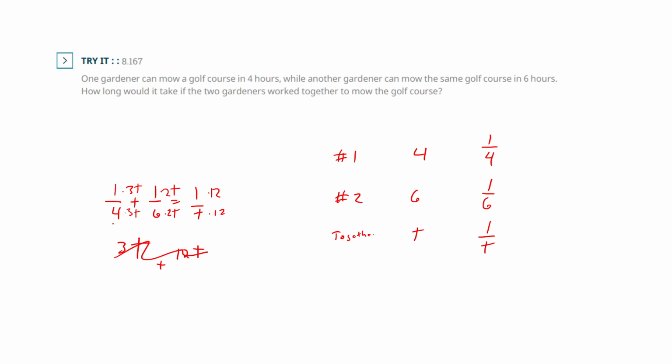Hold on. I've got to change this. I've got to make these x's. This is not legible. So we're making this 1 over x. Okay, so we're going to turn into 12. He's going to need 3x. He's going to need 2x. And he's going to need 12.